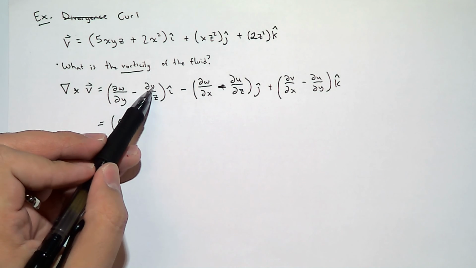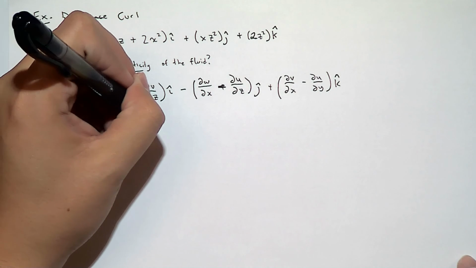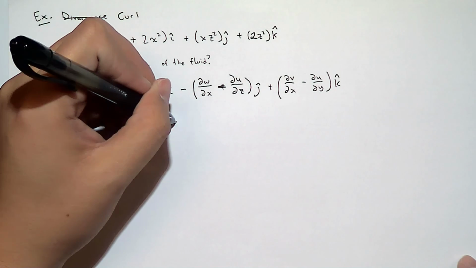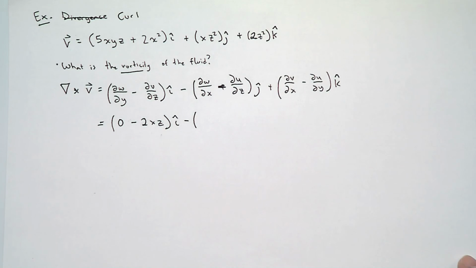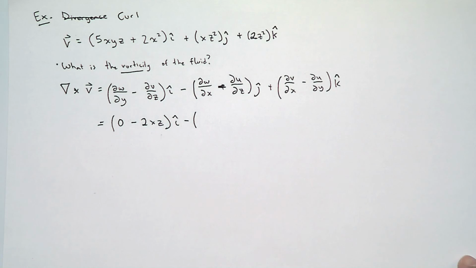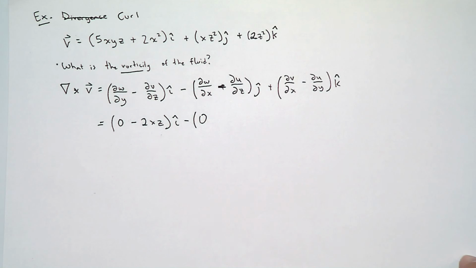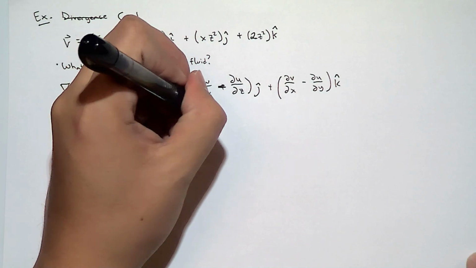Can anybody identify the y component, the v component of the velocity? xz squared. And can you tell me the derivative of that component with respect to z? 2xz. Good. Can you tell me the derivative of the z component of the velocity with respect to x? 0. 0. Good. Can you tell me the derivative of the x component of velocity with respect to z? Maybe 5xy. Okay.